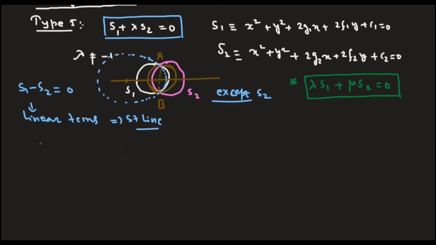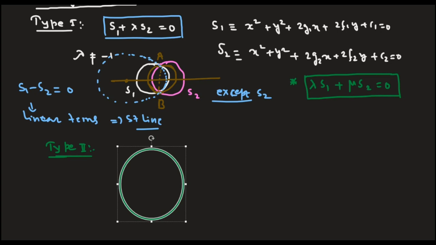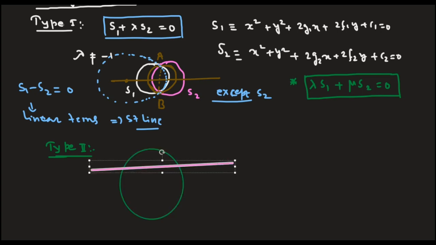Now our next target is type 2, where we will describe the family of circles passing through the points of intersection of one straight line and one circle. So one circle is there and one straight line is there. We consider one circle and one straight line, like this one. So in this case we have infinite number of family members which pass through the points of intersection A and B.